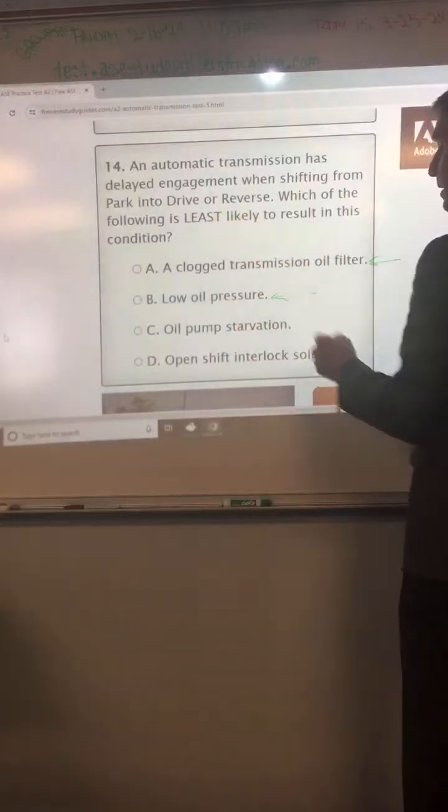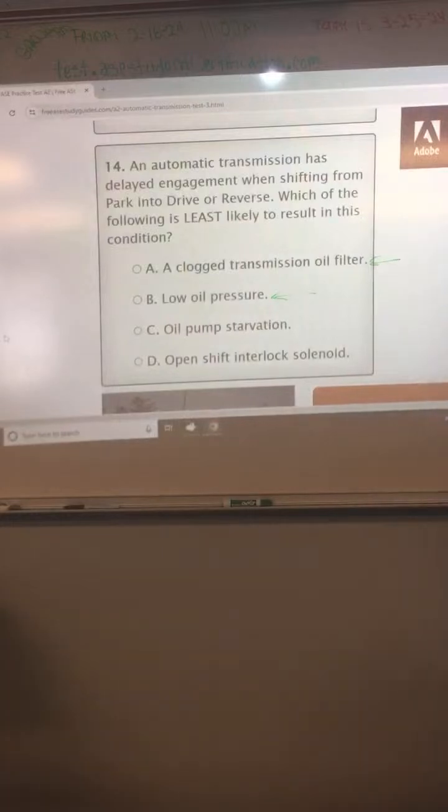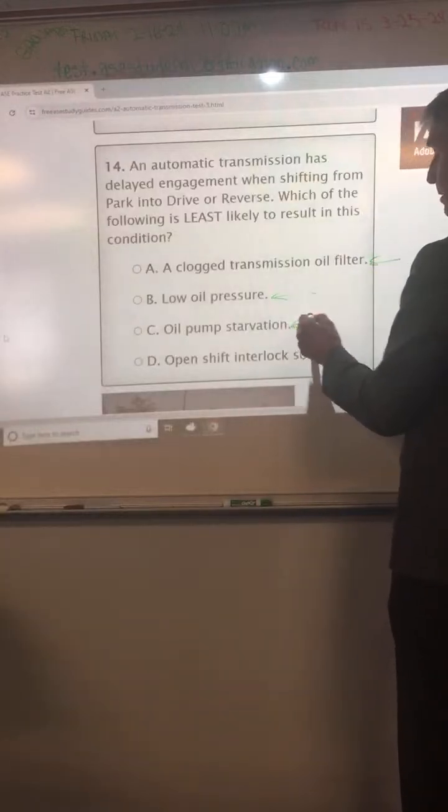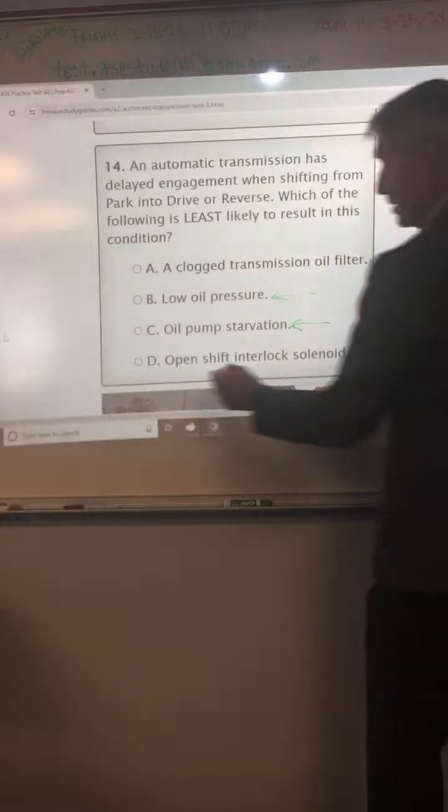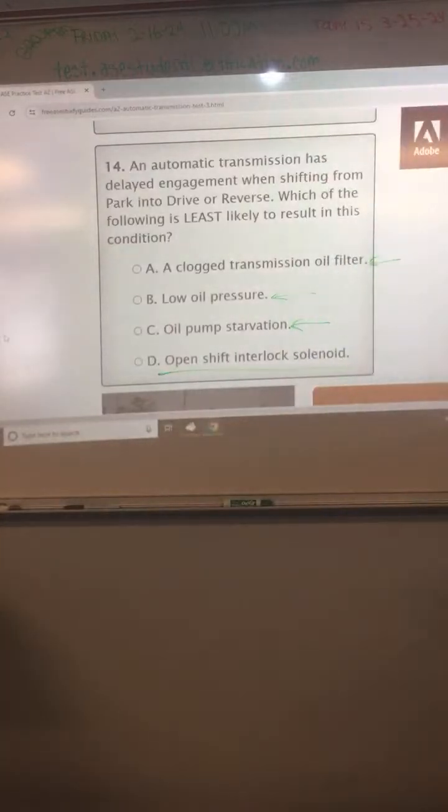What if the pressure was low? There's not much oil to go through. That kind of might cause it too, wouldn't it? Mm-hmm. Yeah. What about the solenoid? Yeah, because the oil pump was starving, it's dry. So what does this solenoid do? Isn't it like an output?